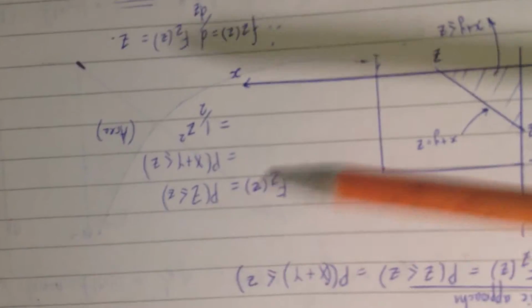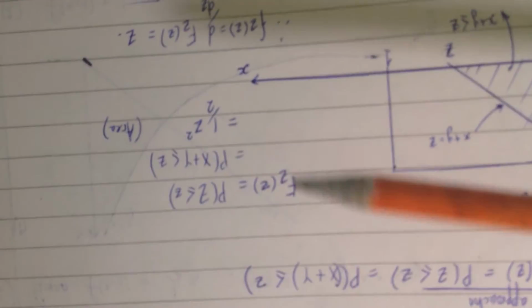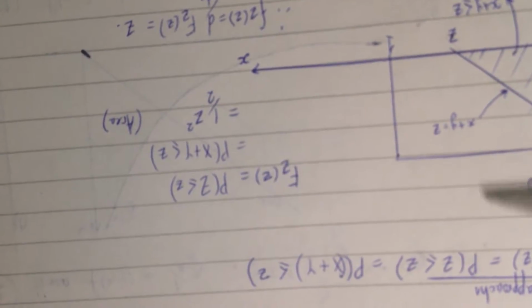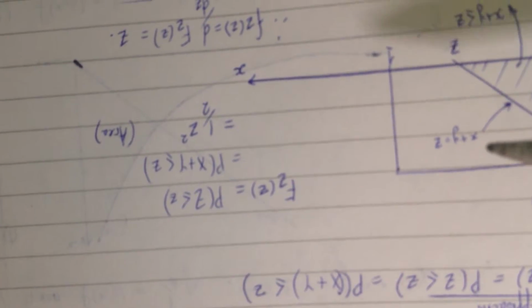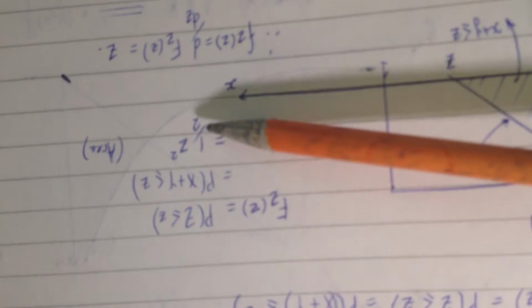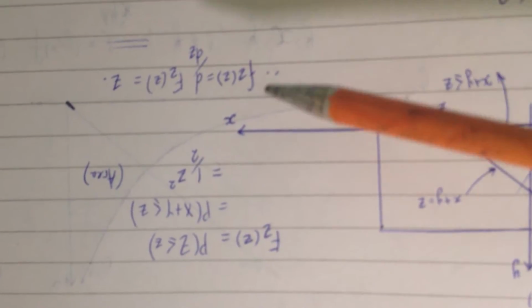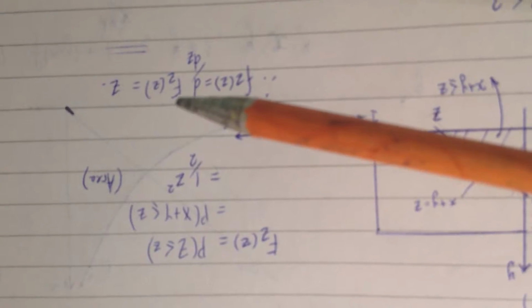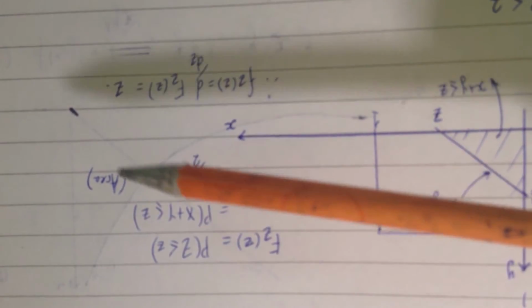So the CDF of z is simply the area of a triangle, half base times height, which gives us this. And the density is simply the derivative of the CDF, which is z.